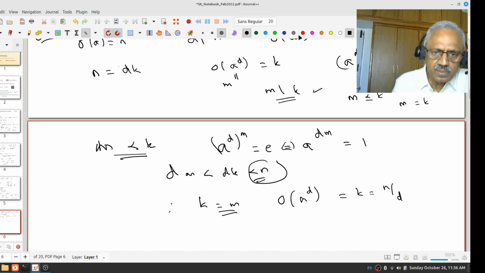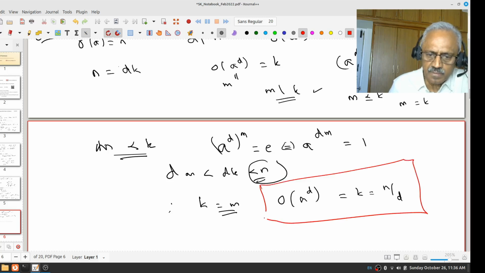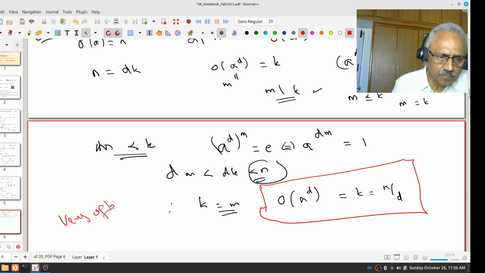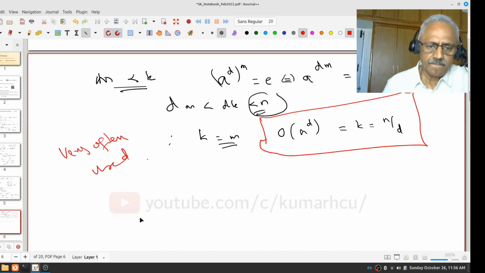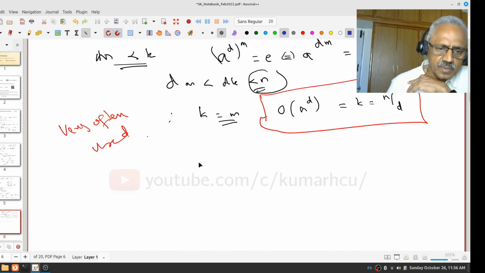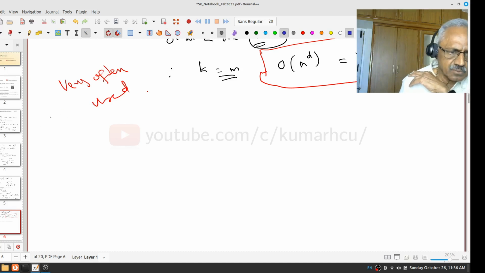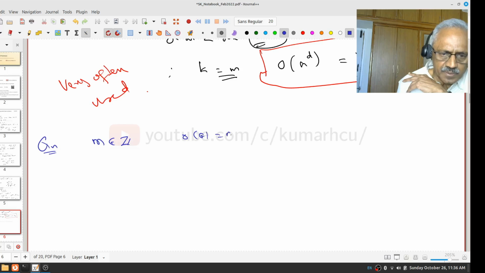So understand this well. This is one of the very often used results. Now I can ask the next question. Suppose m is an integer. Let me again assume the order of a is equal to n.